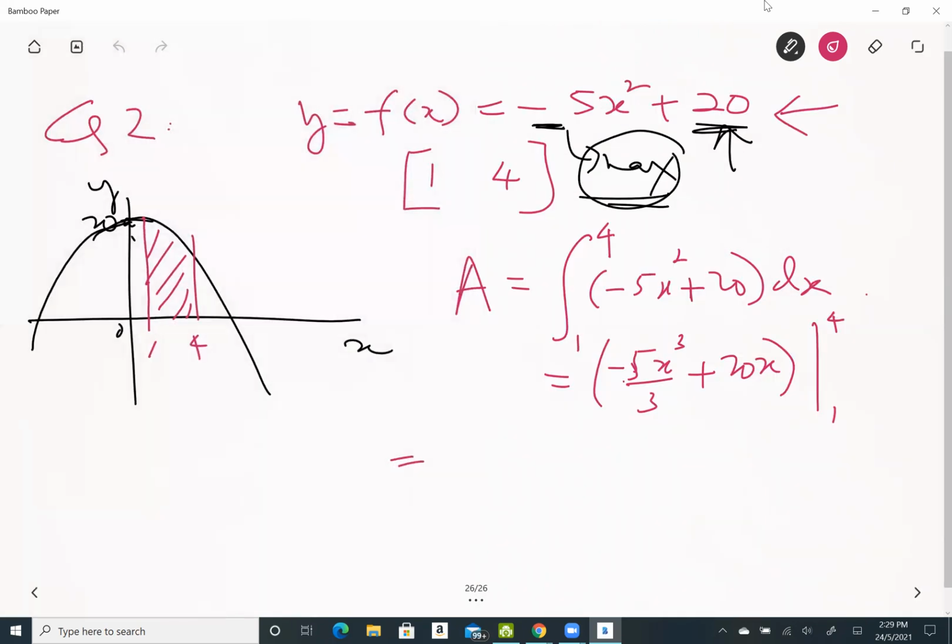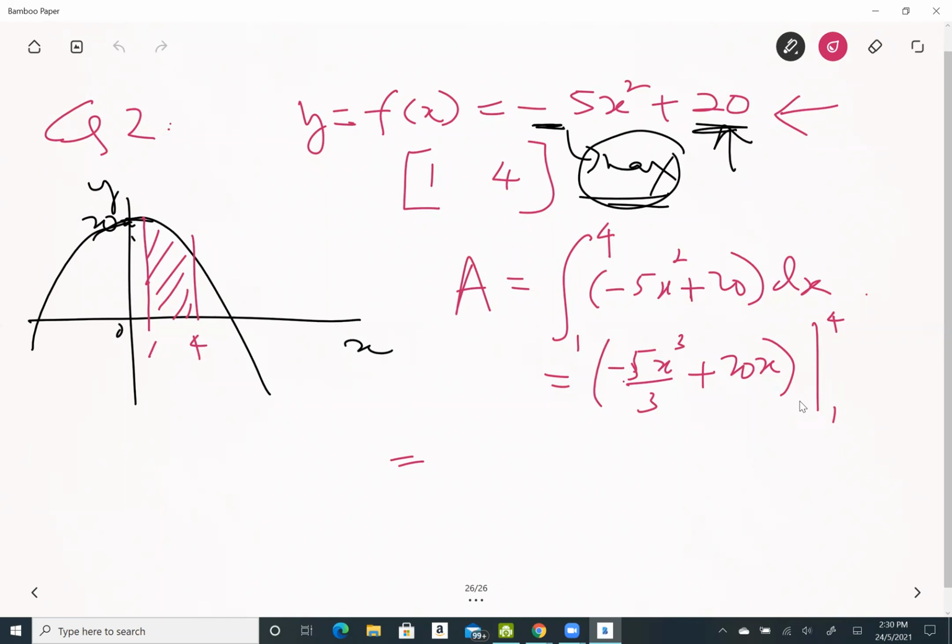All right, anybody get it? Hurry up, please. What is the value of the integral at 4? Anybody? I got negative 26.67. Is it negative? Same, yes, sir, same.